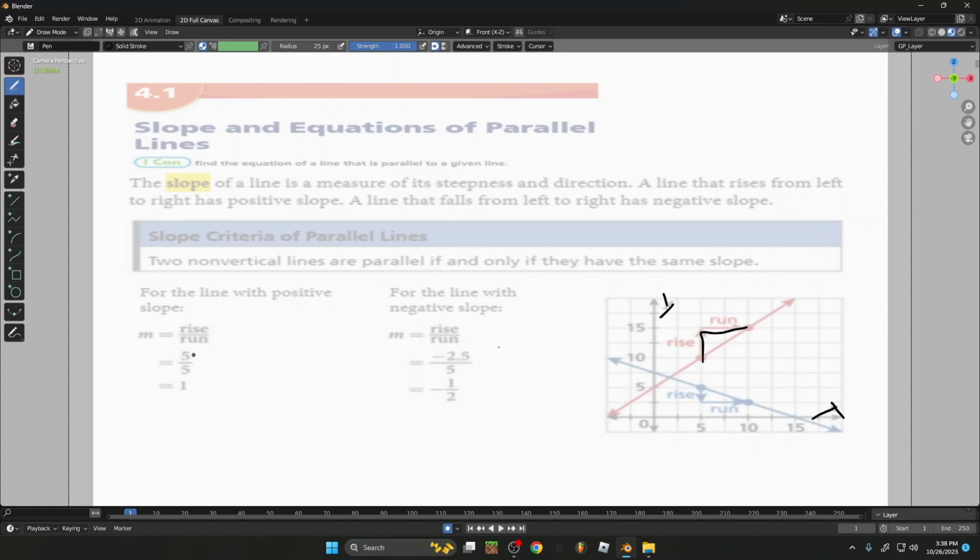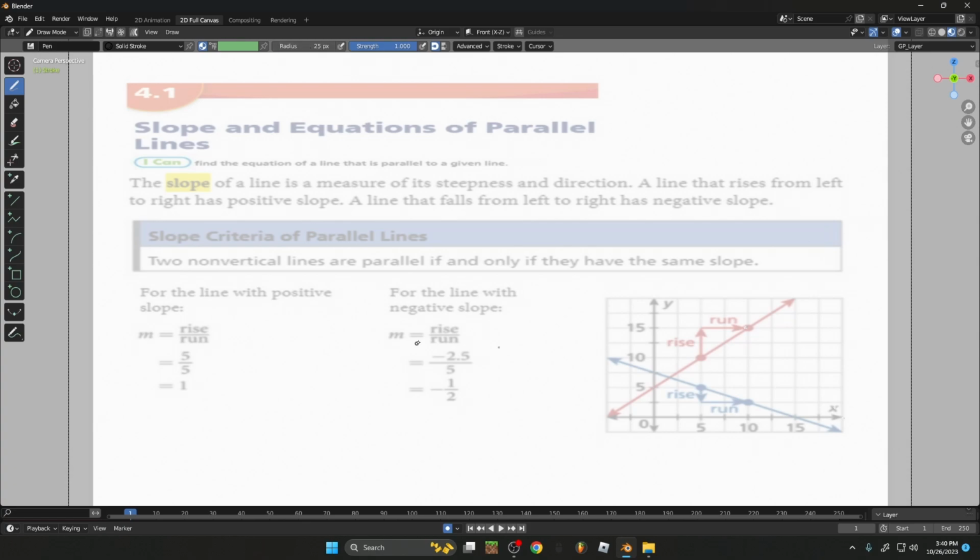So whenever you're doing slope, the slope formula is y1 minus y2 over x1 minus x2. Keep in mind, rise over run. It's always rise over run. So if you're doing the slope formula, keep in mind, y always goes on top. It doesn't matter if it's y2 minus y1 over x2 minus x1 or y1 minus y2 over x1 minus x2.